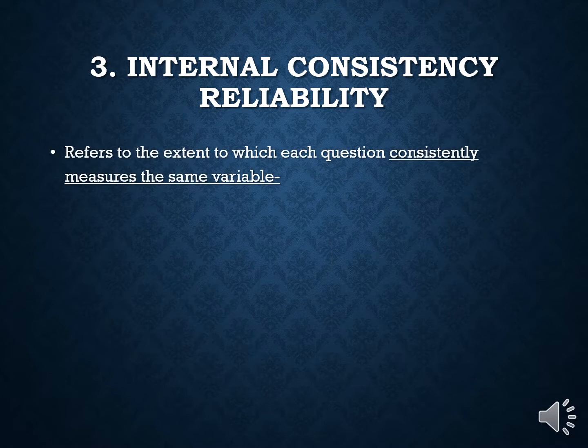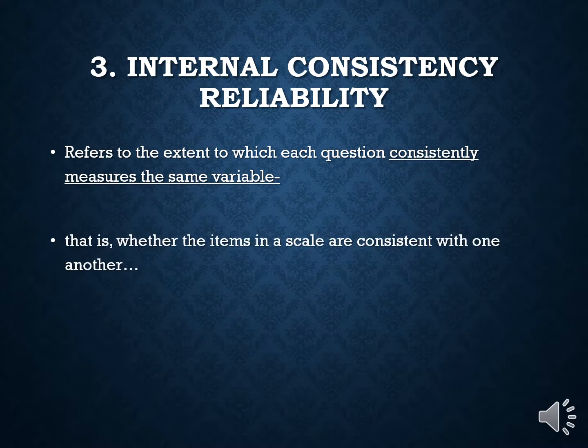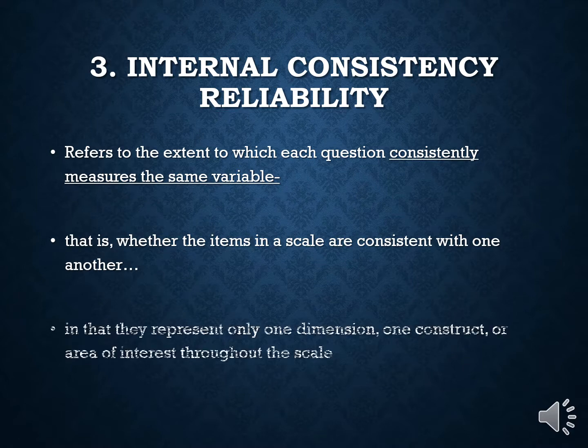And thirdly, we look at internal consistency reliability. It refers to the extent to which each question consistently measures the same variable. That is, whether the items in the scale are consistent with one another, and that they represent only one dimension, one construct, or area of interest throughout the scale. So these are three areas of reliability.